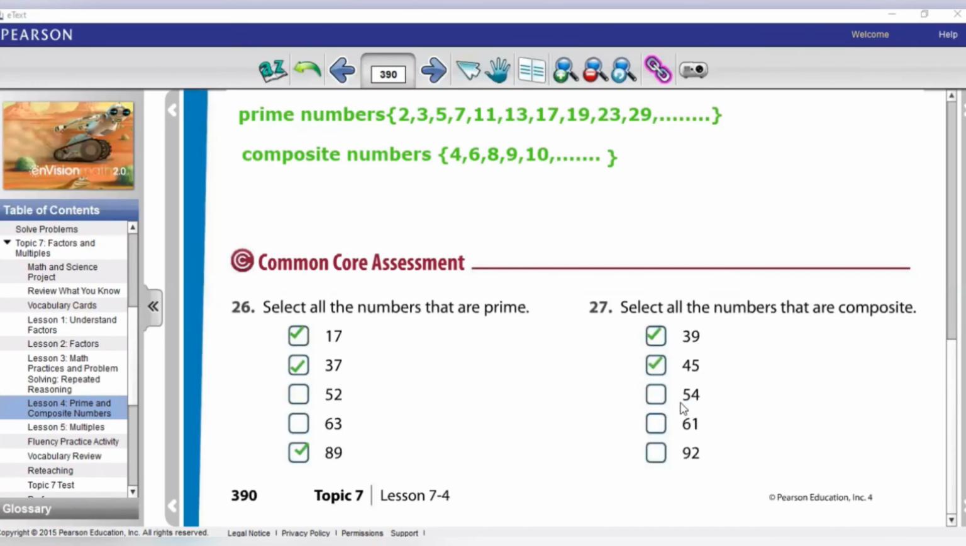54, an even number, so it has 2 as a factor. It's composite. 61 has only two factors, 1 and 61 itself, so it's prime. 92 is an even number, so it is divisible by 2. It's a composite number.